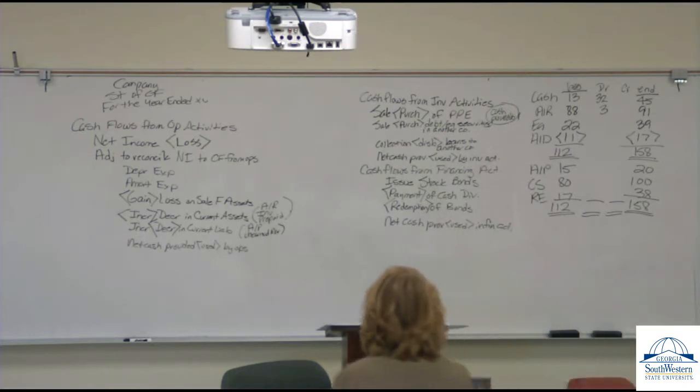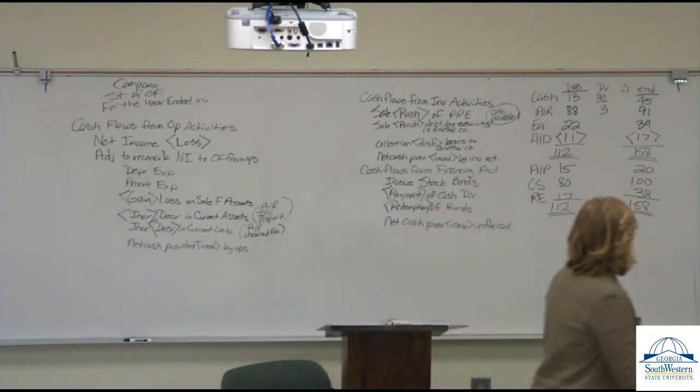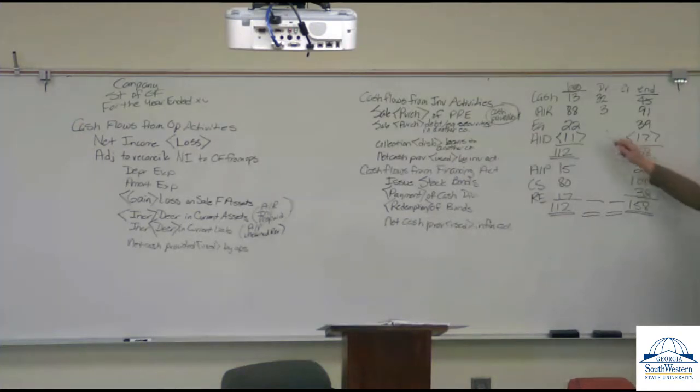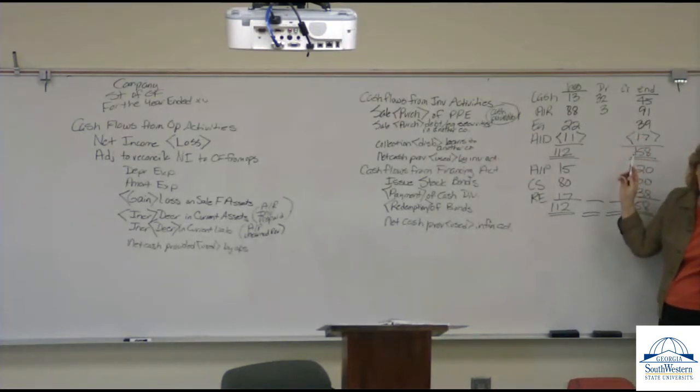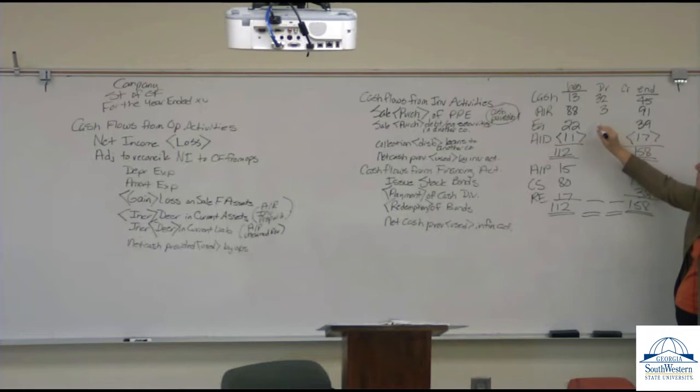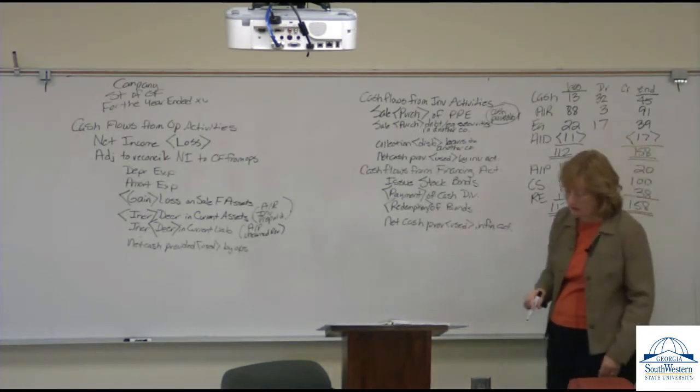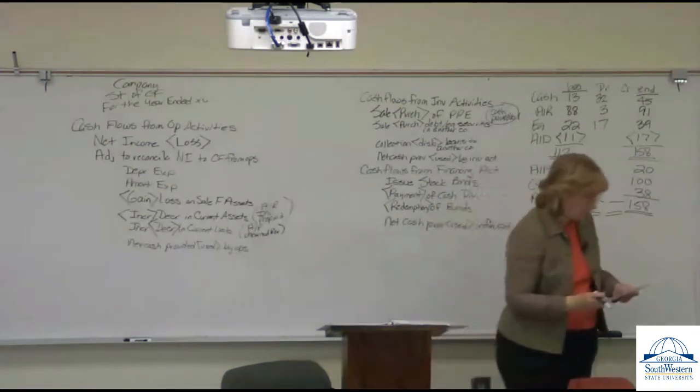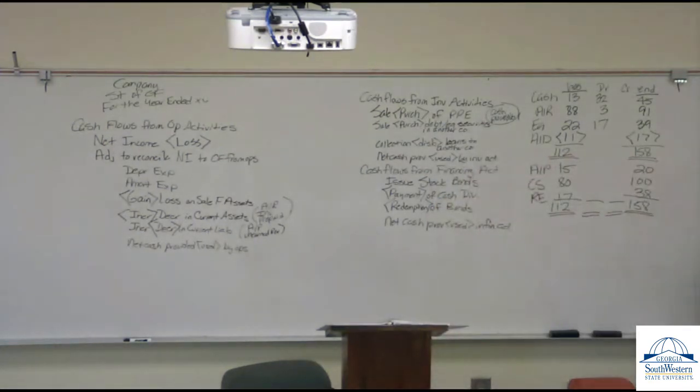Okay, so let's fill these in, okay? Equipment increased also, right? And its increase was 17,000. And accumulated depreciation increased, right? And its increase was 6,000. So would that be a debit or a credit? Okay. Yeah, credit.